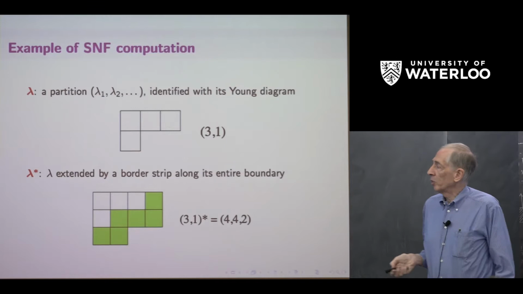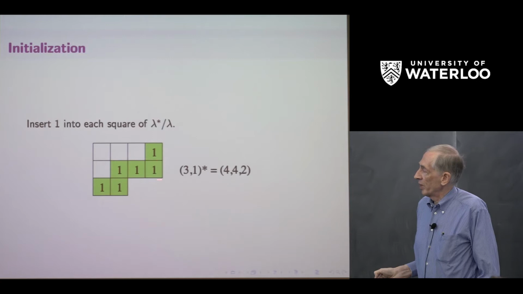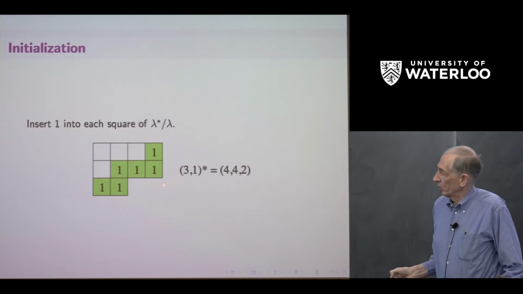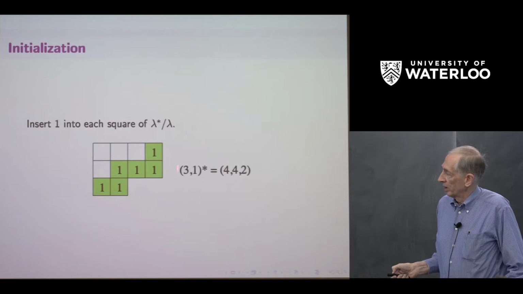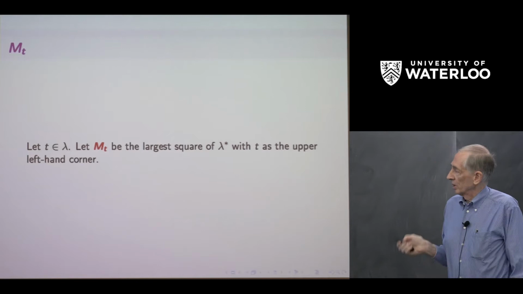Now what we want to do is insert integers into these squares recursively. We start out by putting 1s into the squares that we added around the boundary, these green squares. And the property we want: we're going to put numbers in these squares and work our way away from the boundary towards the upper left-hand corner such that every square submatrix of this array whose lower right-hand entry is on the boundary has determinant 1. Strange condition.